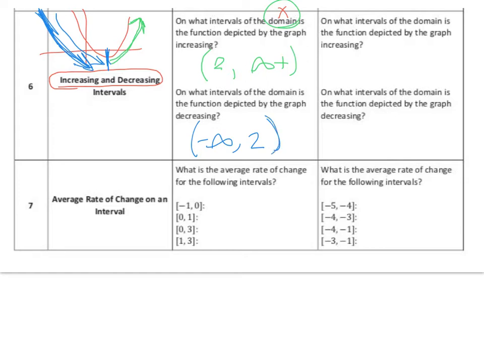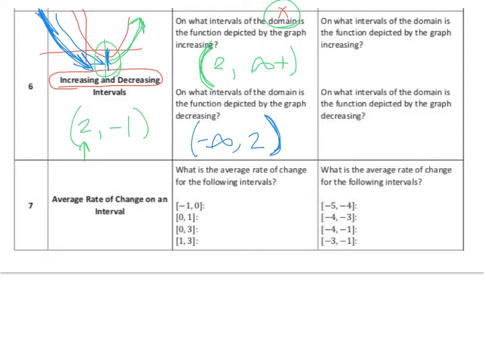Notice I put a parenthesis here and here, because I can't include the number 2. The number 2 is my vertex. If I look back up on a different blank, my vertex was 2, -1. At the number 2, I'm neither increasing nor decreasing. So from negative infinity down to 2, and from 2 to positive infinity are where my intervals are. Nowhere else. All right, let's look at the other one, the other graph.